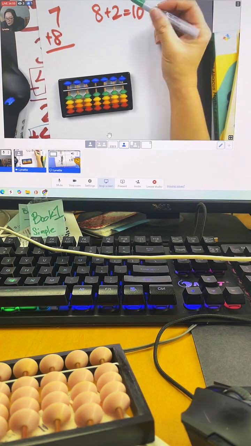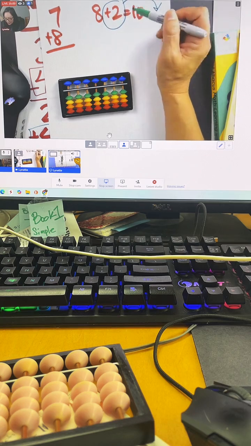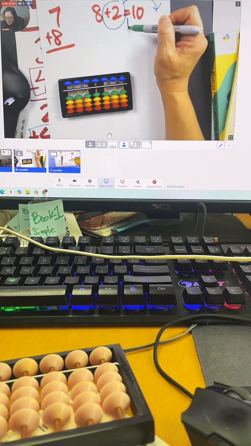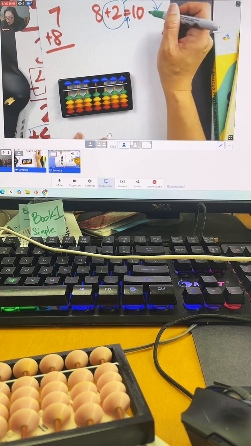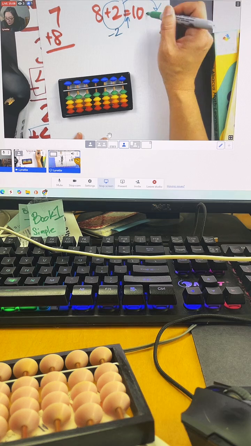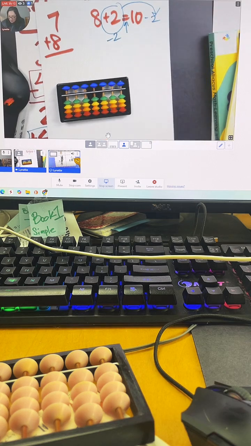So if we're doing this as a question, so we have 7, 8, right? Well, here is what we talk about. But instead of doing the 5, how's another way to do it? Well, we know that 8 plus 2 is equal to 10.